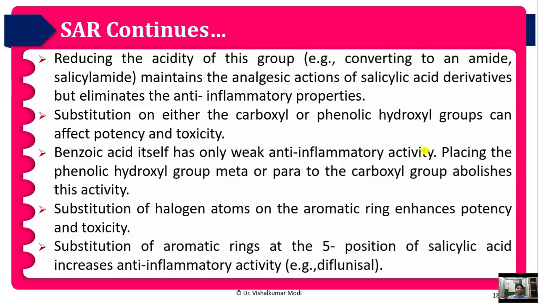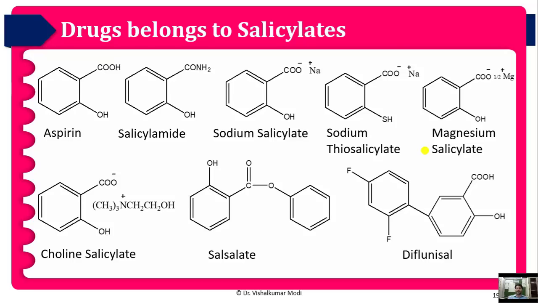Benzoic acid itself has only weak anti-inflammatory activity. Placing the phenolic hydroxyl group meta or para to the carboxyl group abolishes the activity. Substitution of a halogen atom on the aromatic ring enhances potency and toxicity. Substitution of aromatic rings at the fifth position of salicylic acid increases anti-inflammatory activity. An example is diflunisal. Drugs belonging to the salicylate class are aspirin, salicylamide, sodium salicylate, sodium thiosalicylate, magnesium salicylate, choline salicylate, salsalate and diflunisal.